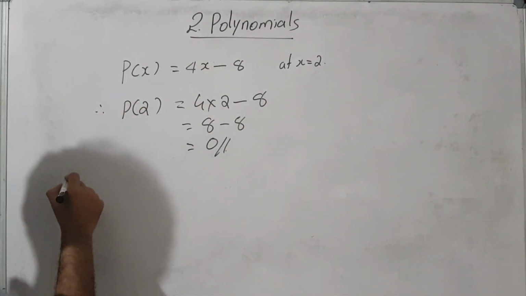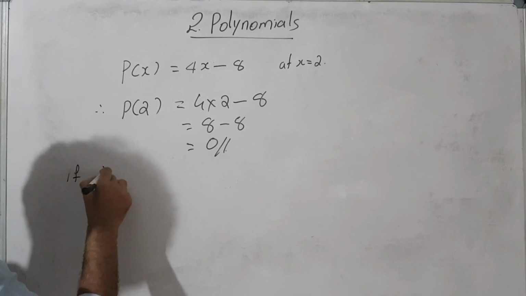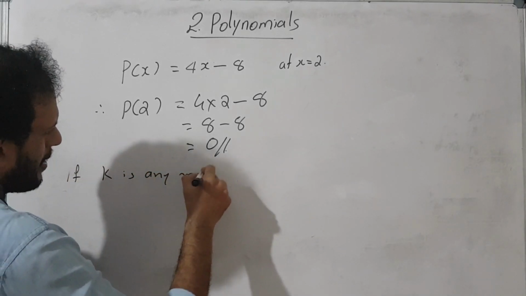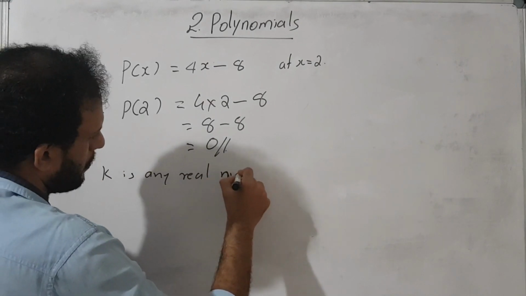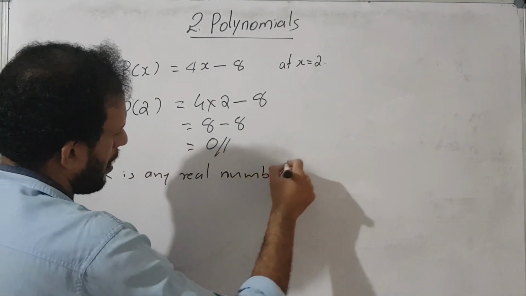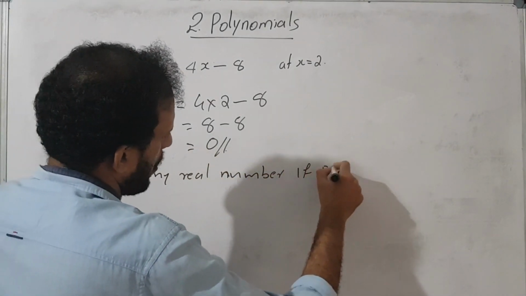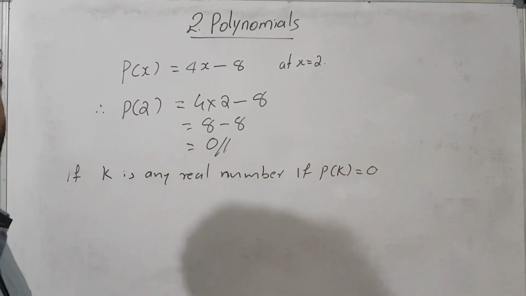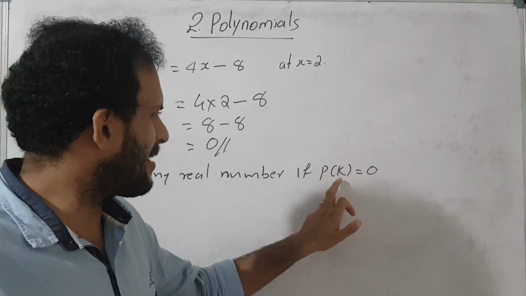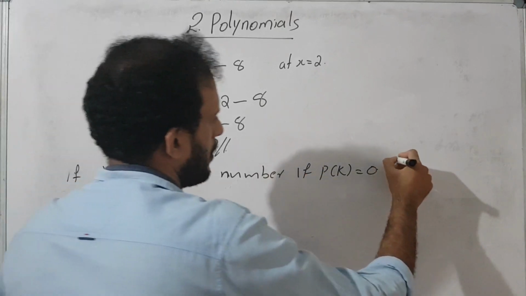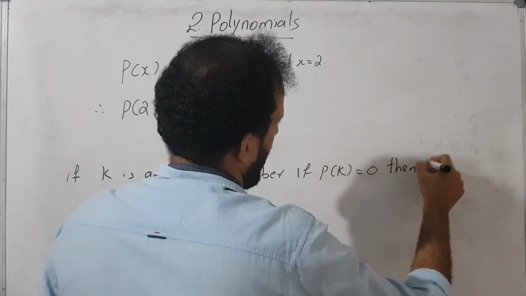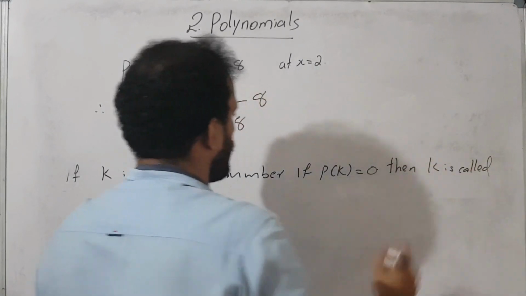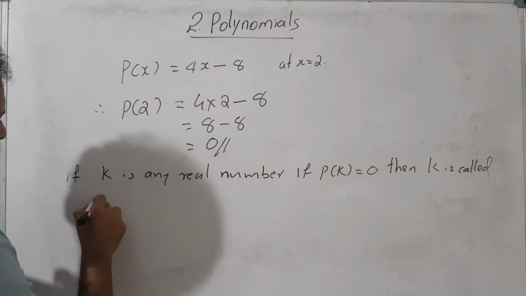Okay, how do we generalize this idea? If k is any real number, if p of k is equal to 0, then k is called zero of the polynomial.